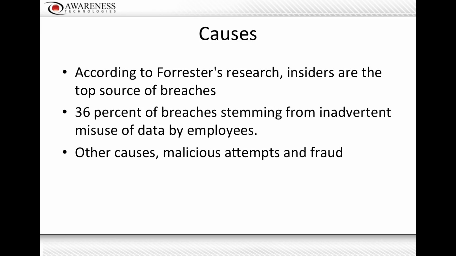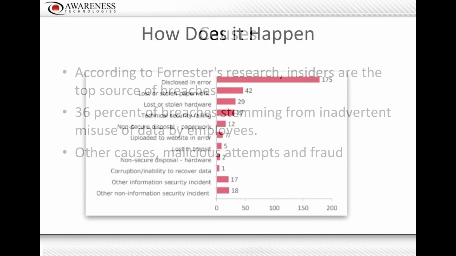I happen to highlight the insider part of it because, according to Forrester, who did research on this, insiders are the top source of breaches. Now, all the examples we provided here were malicious intent, but about 36% of the breaches stem from inadvertent misuse of data by employees. So really most of the time people are making a mistake. It's not malicious, but it doesn't really matter, right? Once the data is out there, once information has been breached, it doesn't matter if the person did it maliciously or not. You're still just as liable for that information one way or the other. The other causes obviously were malicious attempts and fraud.